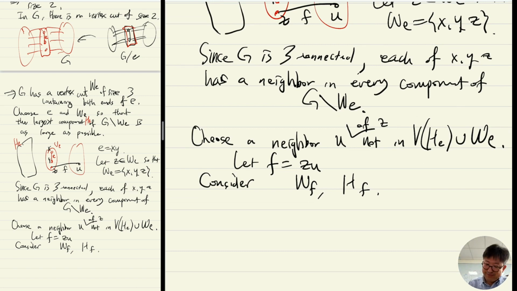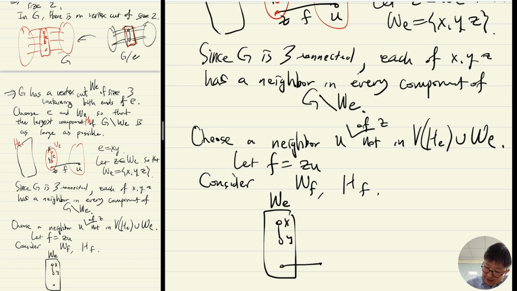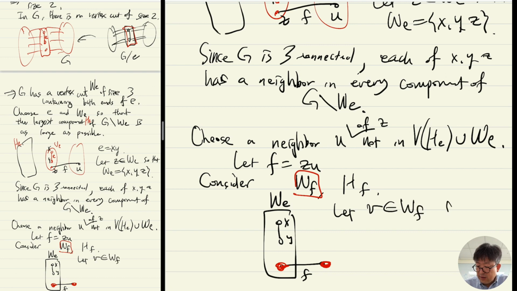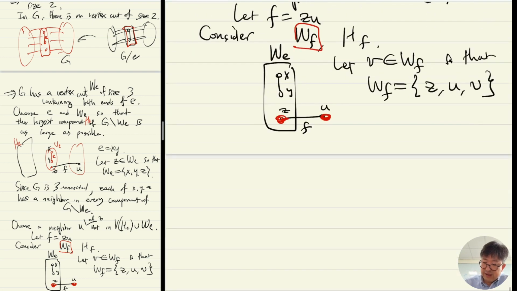So what's going to happen? Here we had WE, so you have X and Y and G. Now WF must contain these two vertices, G and U, and one more. Let's call this one more vertex V, so that WF is G, U, and V. All right. So where is this V? I don't know.